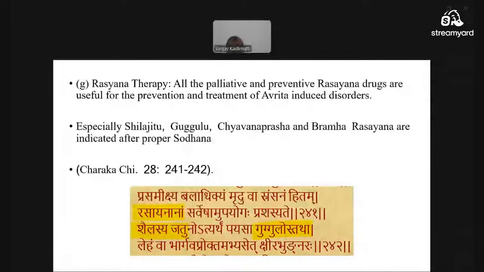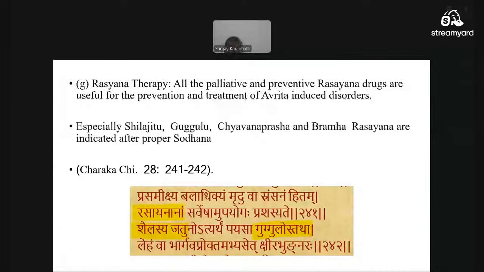But when there are stubborn cases of avarana, especially two rasayanas are told, one is shilajatu and one is guggulu. And remember, these are the only two things told in the management of sthaulya also. Gomutra bhavita shilajatu and agnimantha bhavita shilajatu. Agnimantha bhavita guggulu, one of my students has done the work last year and submitted.